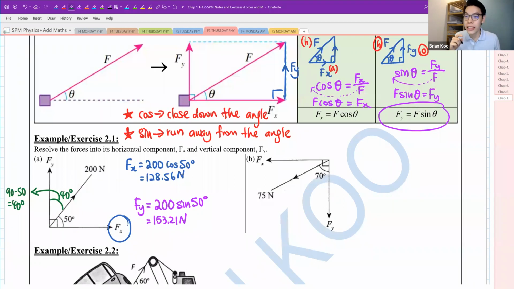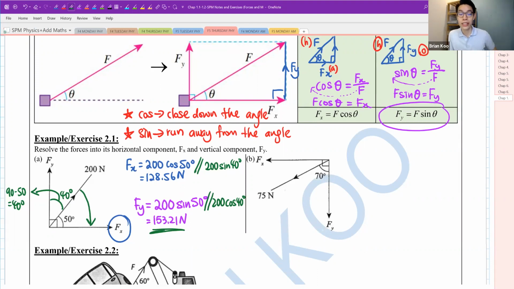Right. Let's try and see. The Fy is also the same as 200 close down the 40 degree. 200 close down the 40 degree, you will get the exact same answer. You can try and see. Okay, 200 close down 40 degree is the same answer. Or you can try 200 run away from 40 degree is the Fx. Run away means sine. You will get the same answer. Okay, if you can understand this, everything you will know how to do it. The whole topic is talking about this one.